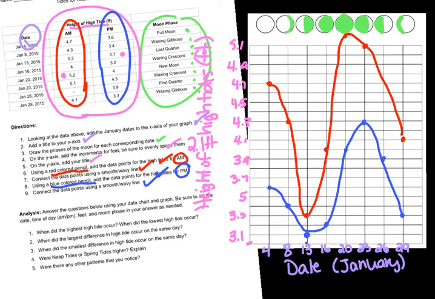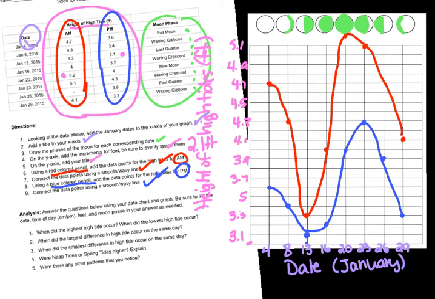Now we're going to analyze. Answer the questions below using the data chart and graph. Be sure to list the date, time of day, AM or PM, feet, and moon phase in your answers as needed. So question 1 is asking, when did the highest high tide occur?